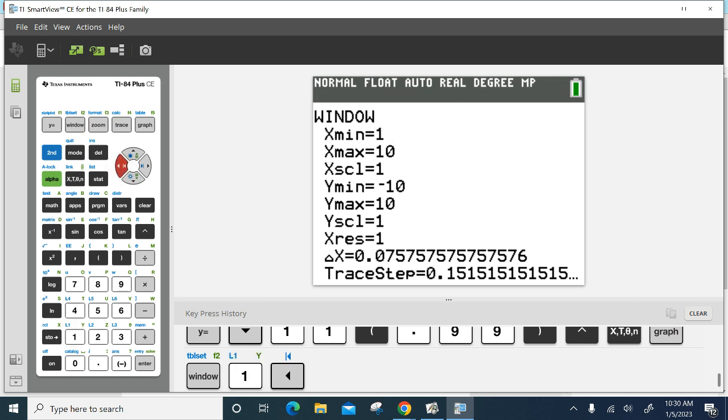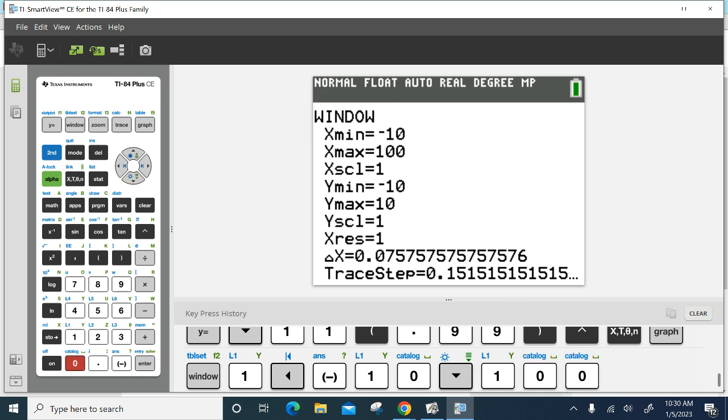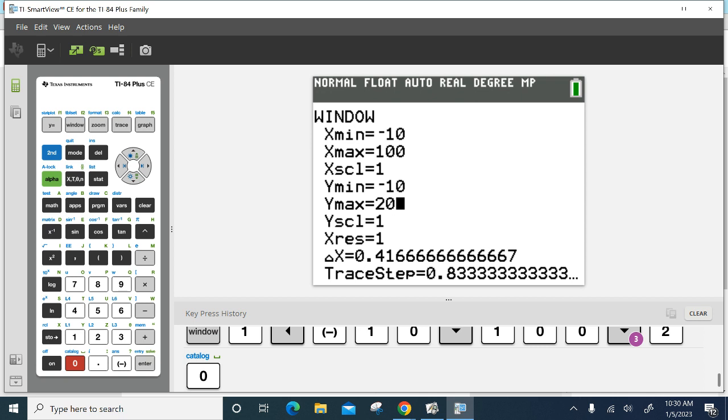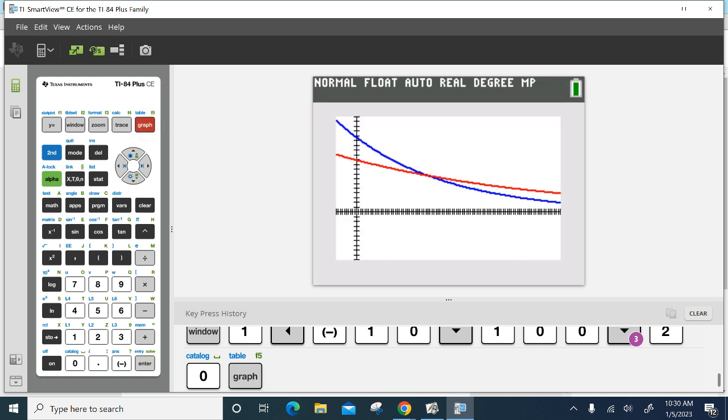Oh, sorry, that's still negative 10. I don't care about the minimums here. So 100. And then Y maximum. What's our Y? We want it all the way up to what now? Not 10, but 20. And watch the magic. Graph. Oh, yeah, that thing's looking nice. There, now I can see it, and I can see where they intersect.